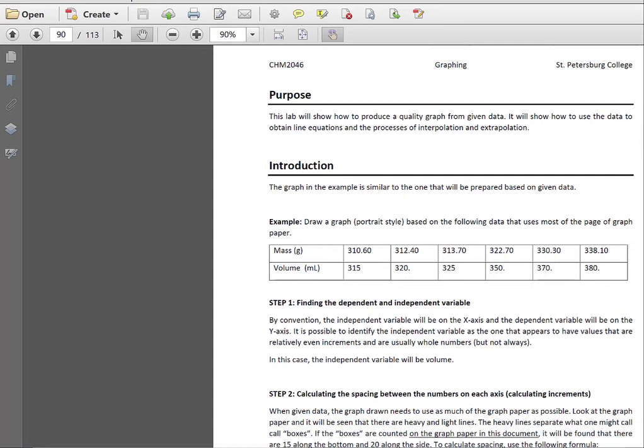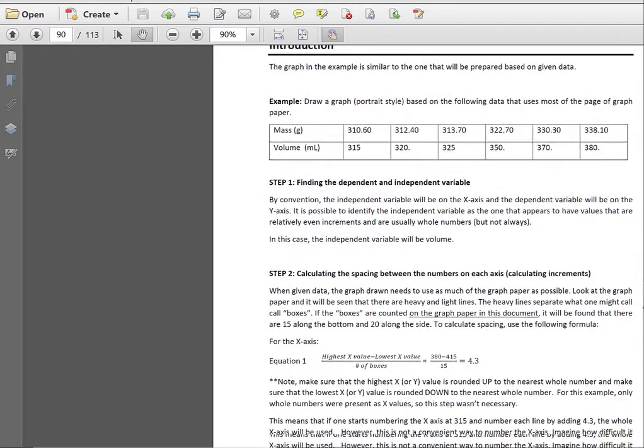On page 90 of your lab manual, you'll see that they give you an example of what to graph. This is just an example: mass versus volume. They tell you to find an independent and dependent variable. Basically, independent will be your x-axis, dependent will be your y-axis. In this case, it looks like they're measuring the volume and then weighing it, so the volume will be your x-axis and the mass will be your y-axis. You'll have to be able to distinguish that.